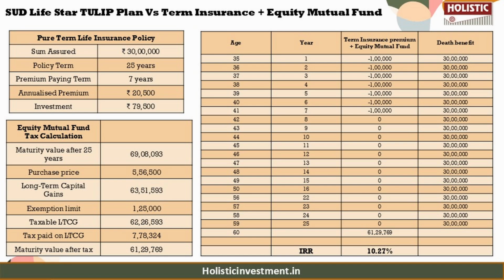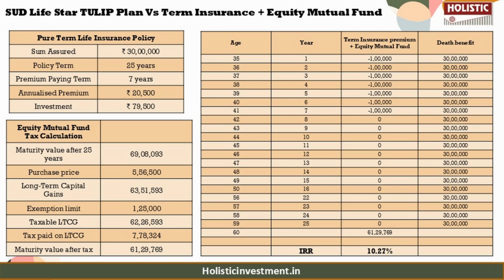So here, let us assume it is invested in an equity mutual fund for example purpose. After 25 years, the equity mutual fund pre-tax value is 69.08 lakhs. The post-tax value after capital gains tax is 61.29 lakhs with an IRR of 10.27%. If you have any doubts regarding how the tax is calculated for equity mutual fund, we do have a small tabular column presented on the screen for your easy reference, which you can pause and see.